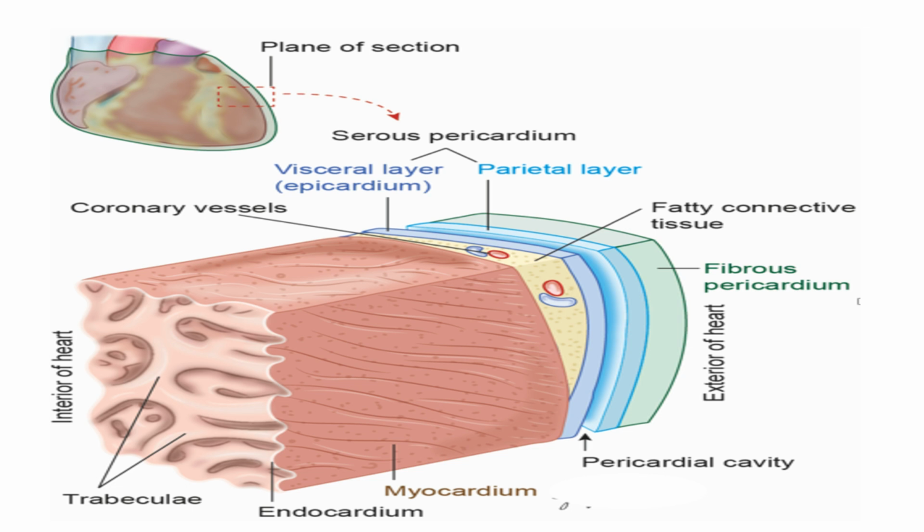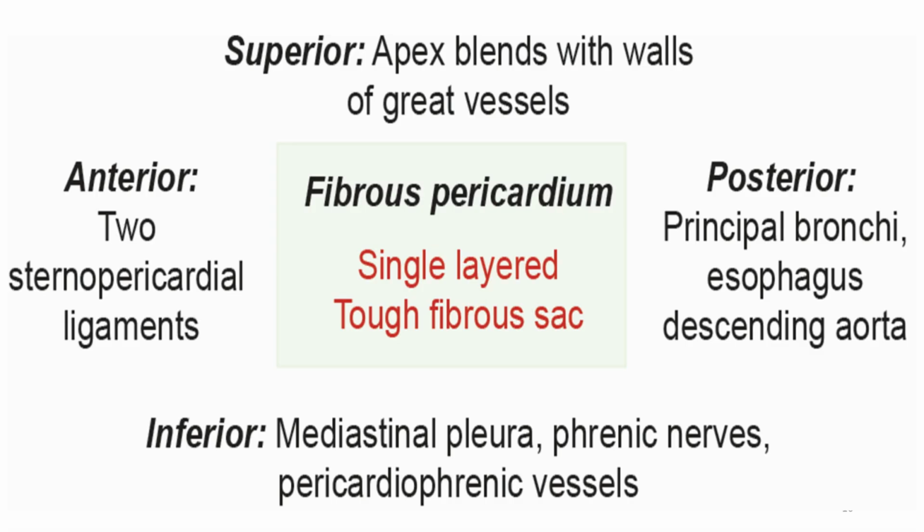This illustration provides a detailed view of the layers surrounding the heart, from the endocardium to the exterior, highlighting the fibrous and serous pericardium layers. The fibrous pericardium is a single-layered, tough, fibrous sac. Superiorly, the apex blends with the great vessels. It has relations anteriorly, posteriorly, and inferiorly.